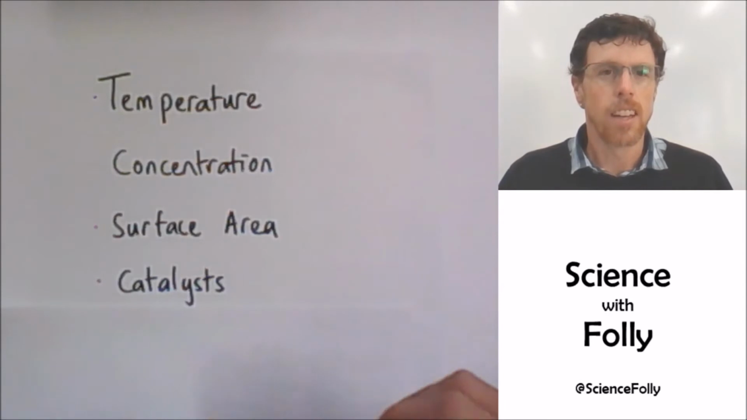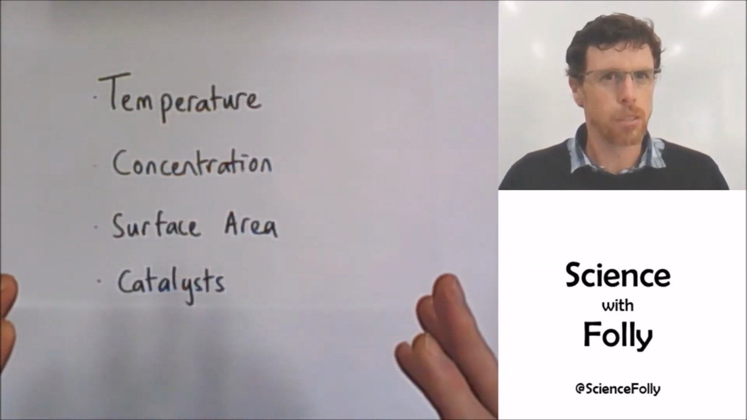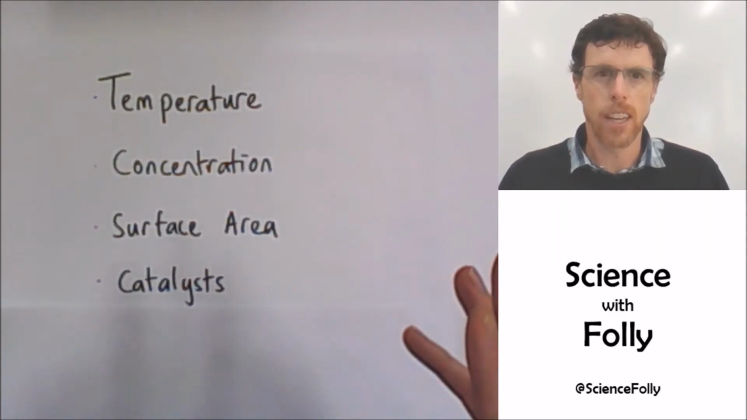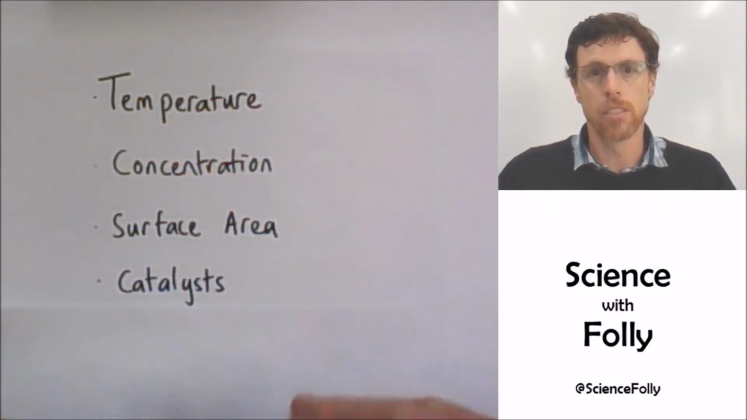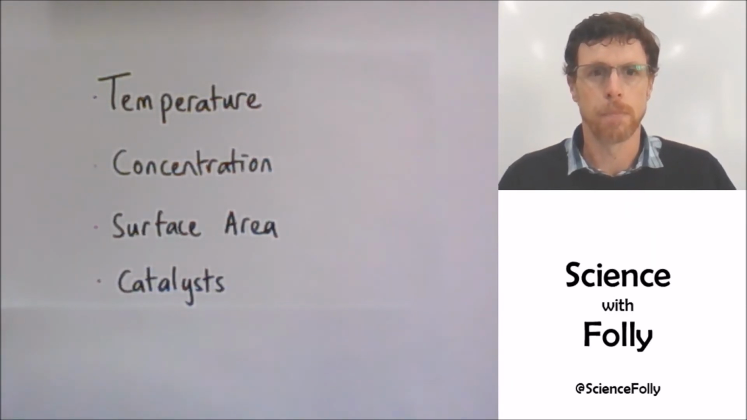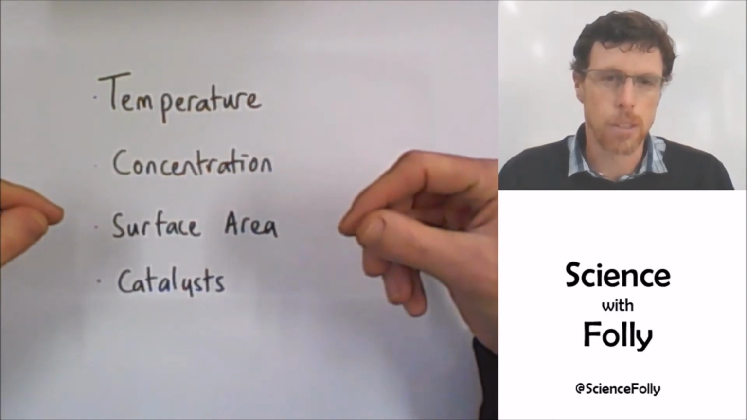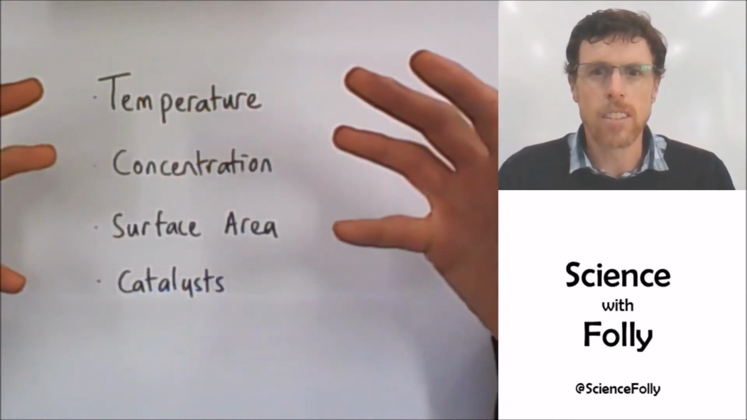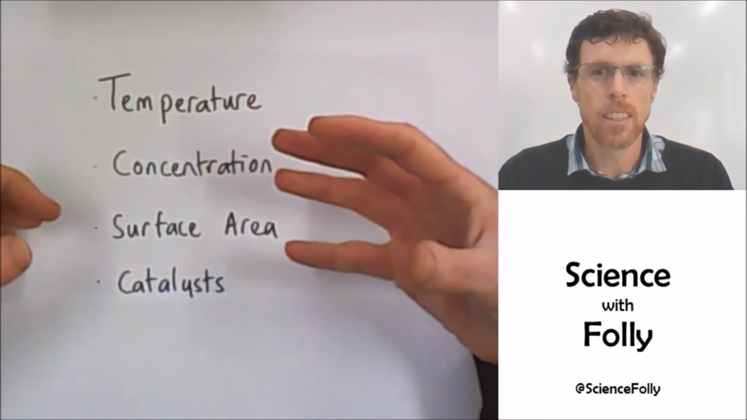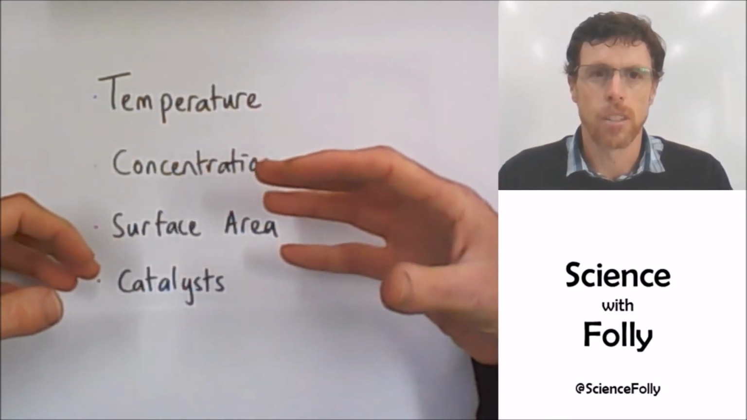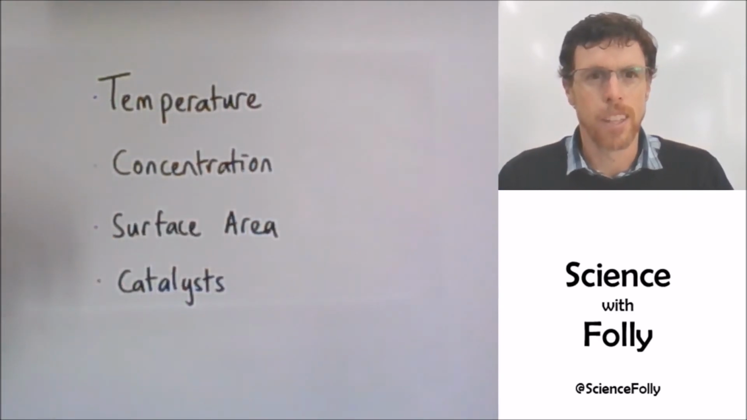Lastly, catalysts. Catalysts are special chemicals that speed up the rate of reaction, but do not themselves get used up in the reaction. Some catalysts provide a specific site for the chemical reaction to occur, and others lower the amount of energy needed for the chemical reaction to occur. That's how they speed up a chemical reaction.